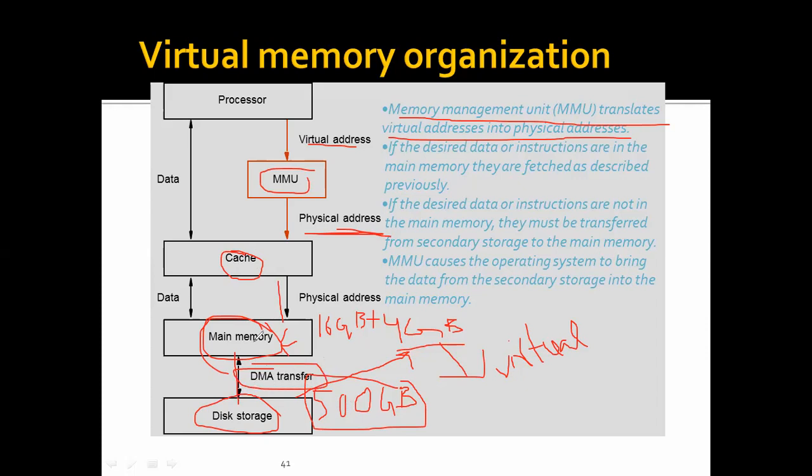What is the purpose of DMA transfer here? Direct memory access transfer. From this disk storage, the data will be given to main memory. From this main memory, the data will be transferred to the cache memory. From this cache memory, the data will go to the processor.